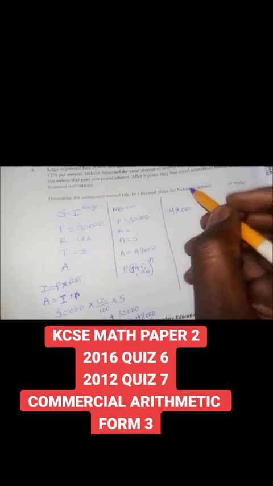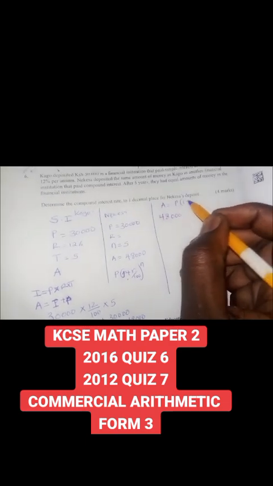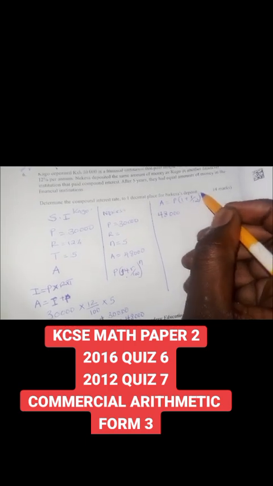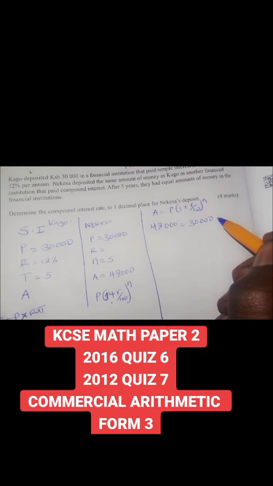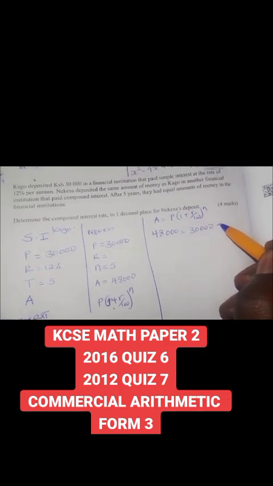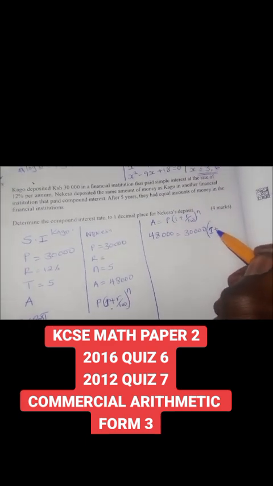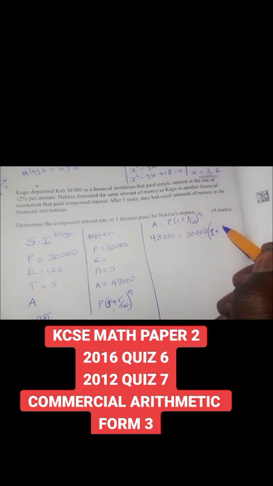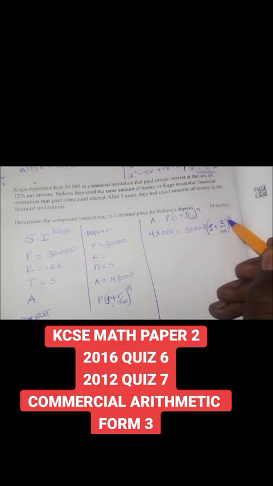48,000, that is 48,000, because amount is equal to principal into 1 plus R over 100 power N, is equal to the principal, which is 30,000, times 1 plus the rate. Rate we don't have, that is what we are looking for. And the years are 5 years.